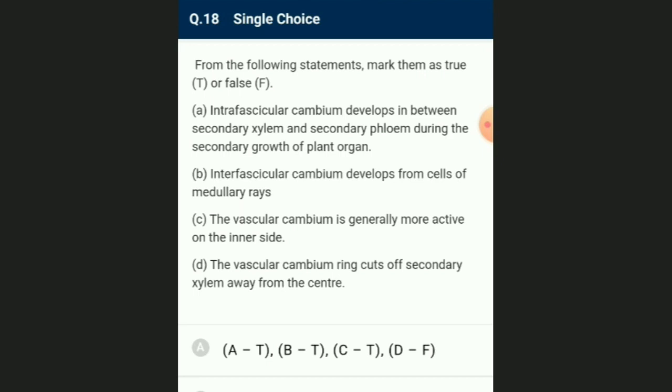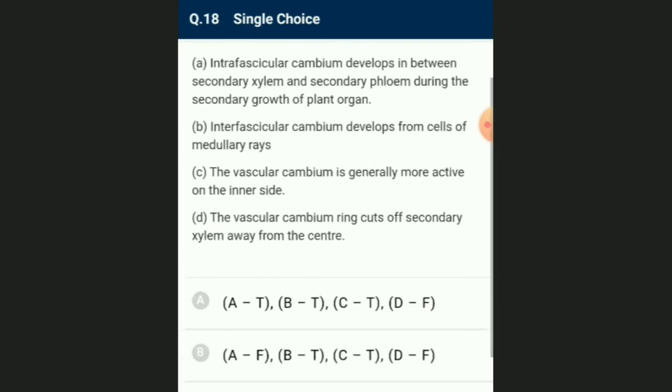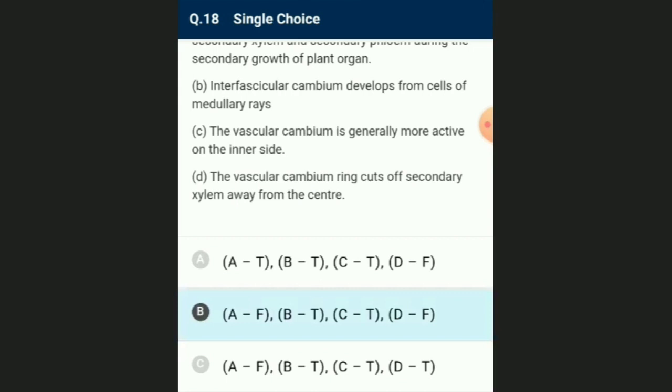B. Interfascicular cambium develops from the cells of medullary rays. So that is true. C. The vascular cambium is generally more active on the inner side. That is also true. D. The vascular cambium ring cuts off secondary xylem away from the center. That is false. So from the given four statements, A and D are wrongly given, B and C are correctly given. So the correct option is B.